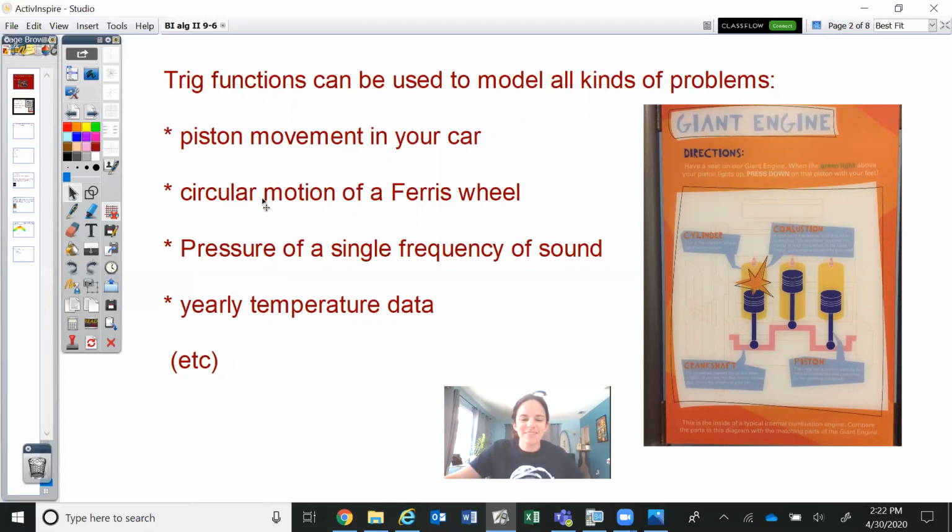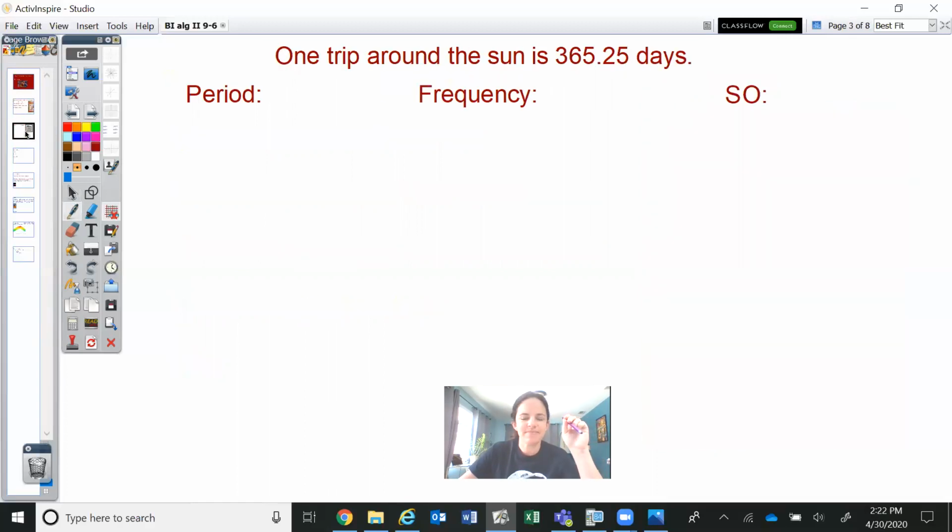The circular motion of a Ferris wheel, the pressure of a single frequency of sound, and yearly temperature data, and there's lots of more things that can also be represented with sine and cosine functions. So that's what we're going to be looking at today.